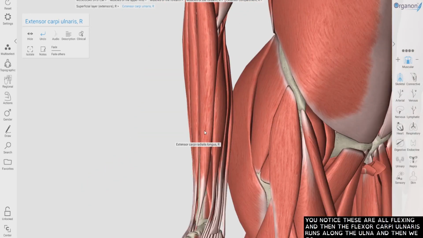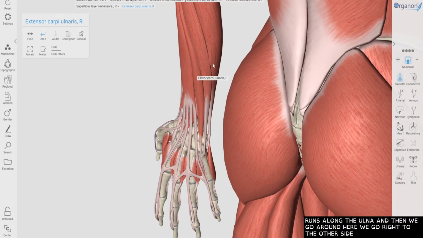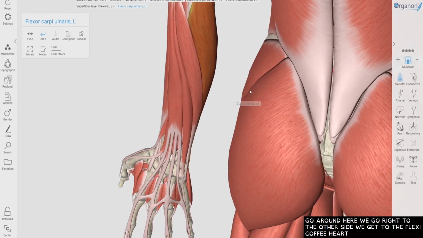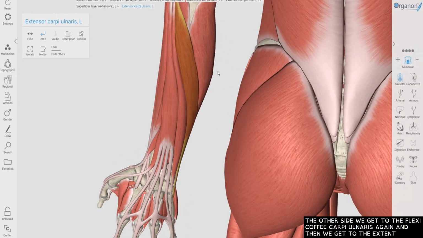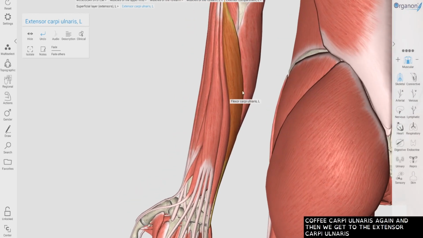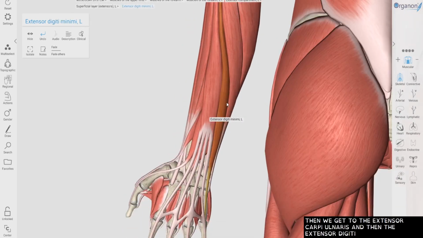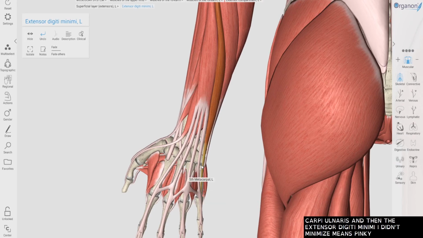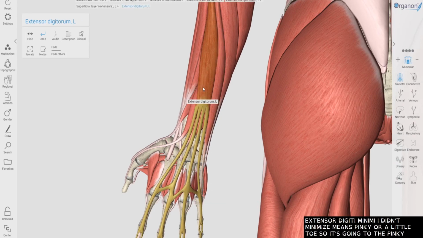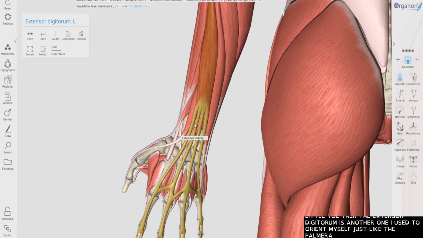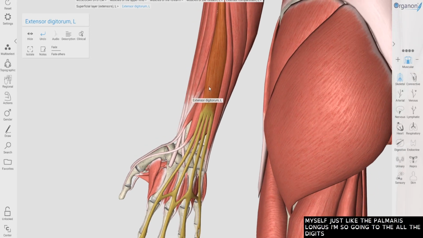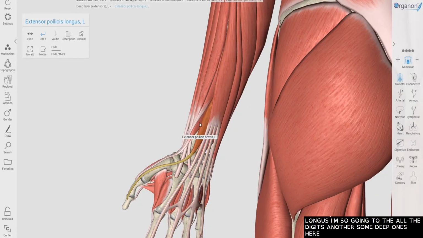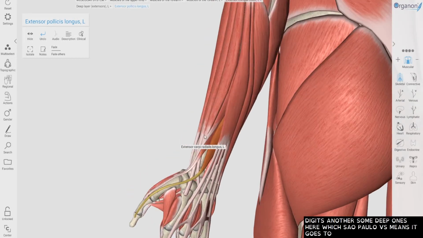And then when we go around here, if we go right to the other side, we get to the flexor carpi ulnaris again, and then we get to the extensor carpi ulnaris, and then the extensor digiti minimi. Minimi means pinky, or little toe, so it's going to the pinky and little toe. Then the extensor digitorum is another one I use to orient myself, just like the palmaris longus. So going to all the digits. Now there are some deep ones here, so pollicis means it goes to the thumb.